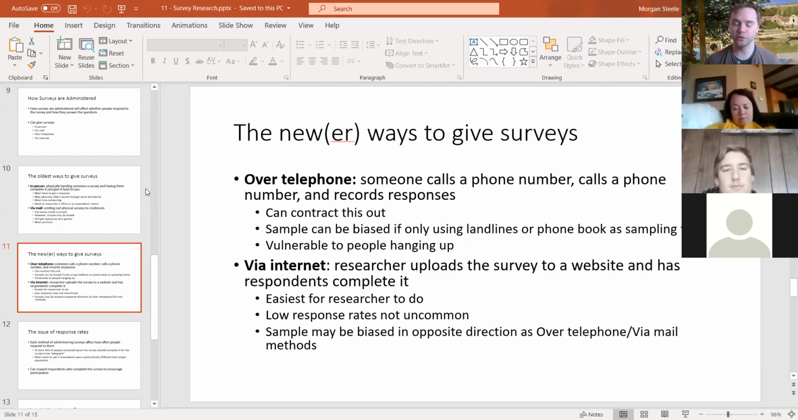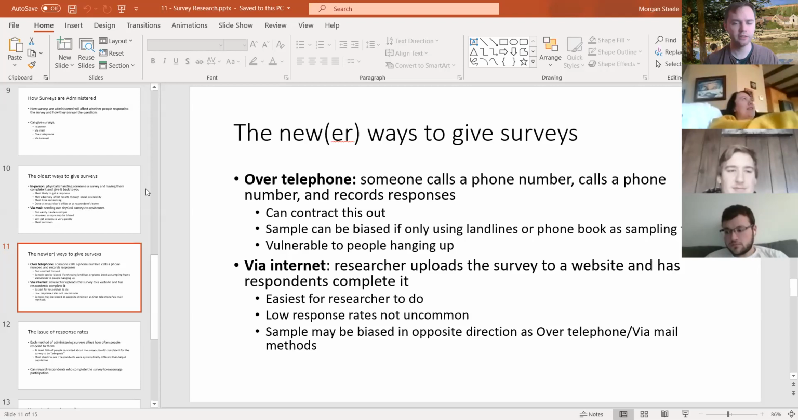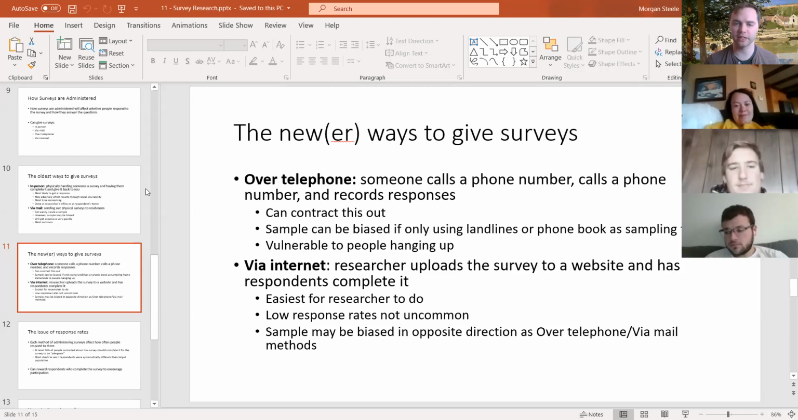Additionally, this is very vulnerable to people just hearing that this is a survey and then hanging up. I'm willing to bet you have mistakenly answered a phone call and realized it was a customer service survey or a scam or a political survey and then just hung up. Oh, yeah. I've done that all the time. I don't think I answer my phone now. I actually just declined a phone call. So this is going away, I'm willing to bet. Calling people's actual telephones, it's probably not going to exist in another decade.